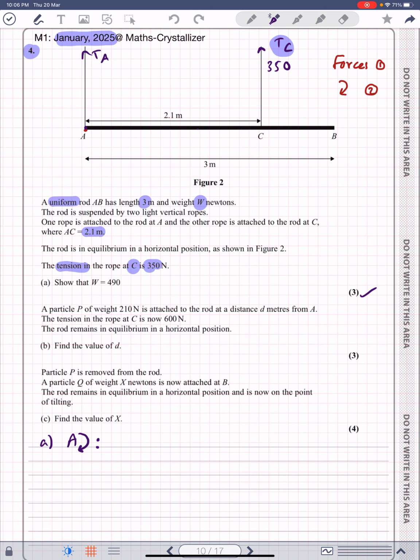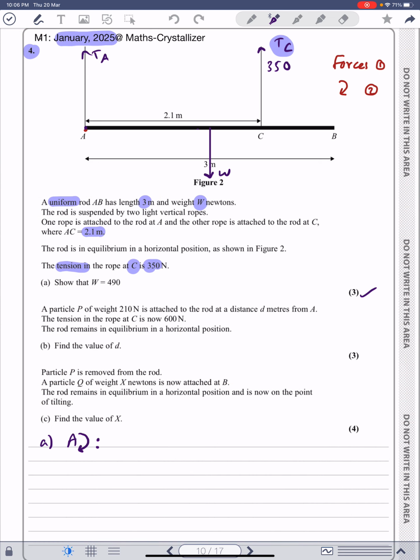Let me make it a bit neat. W is 1.5 meters from A, since the question says a uniform rod. So this means the center of mass is in the middle. It's 3 meters long, so W is 1.5 far from A.